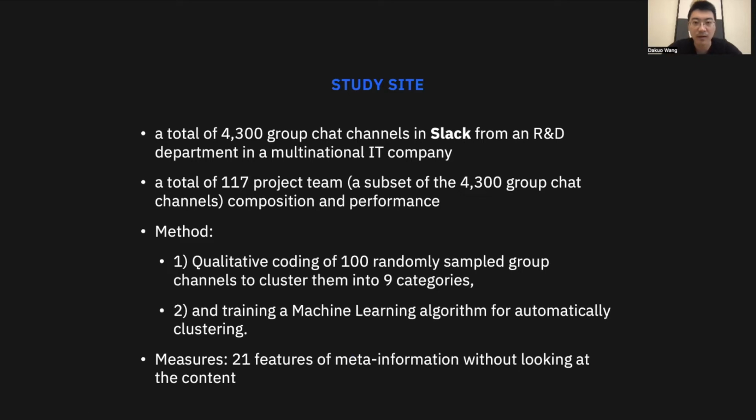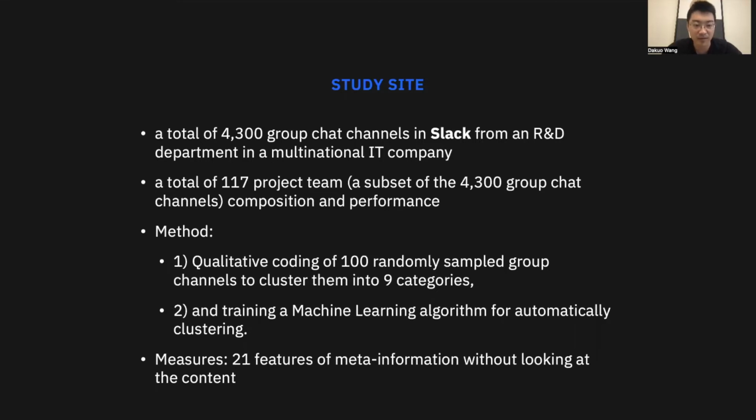Within this work, we focus on a particular study site in which we have a total of 4,300 group chat channels, all using Slack within a research and development department in a multinational IT company. In total, we also have 117 product teams' data. These 117 teams' data are a subset of those 4,300 group chat channels. We know these teams' composition and also some metrics about the teams' performance.